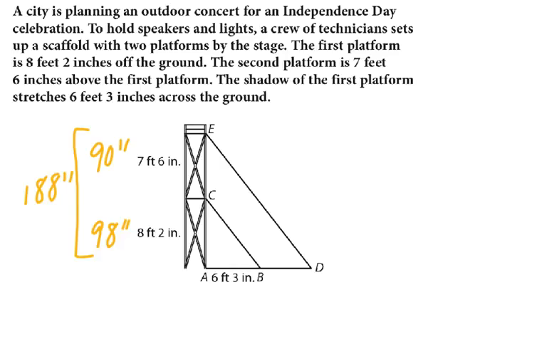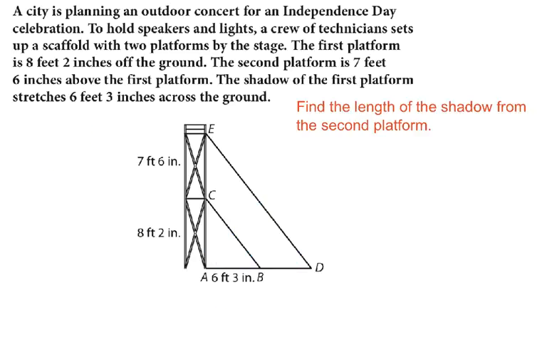And then the shadow of the first platform stretches 6 feet 3 inches along the ground. 6 feet 3 inches is 75 inches. So first, how do we know that these shapes, these distances, are similar? Well, we know that they're similar because they both create a right triangle, and because these lines here are parallel, we know that those two angles are equal. So we have two triangles with two angles that are equivalent.